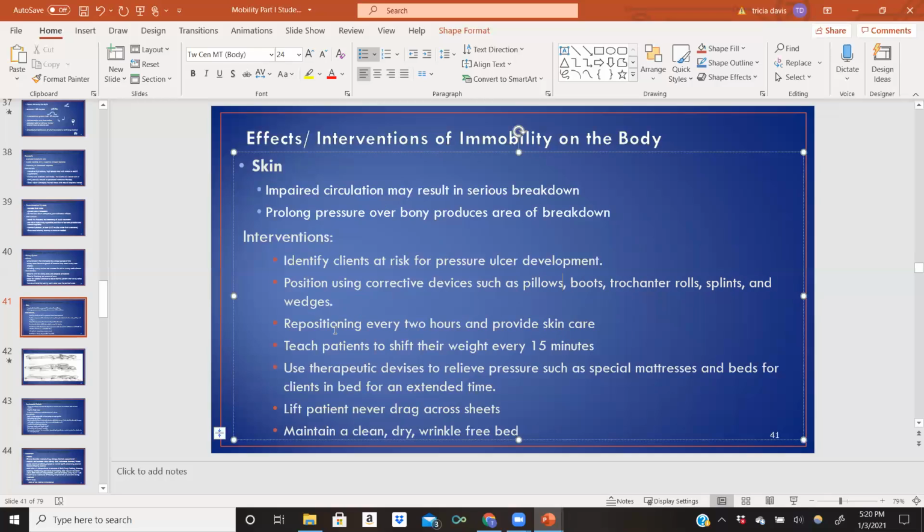So really looking at that skin, cleaning them up when they go to the bathroom, making sure that their skin is dry and not wet. Teach patients to shift their weight every 15 minutes if they can. Use therapeutic devices to relieve pressure, such as special mattresses and beds for clients in bed for an extended time. Lift patients, never drag across the sheets, and then maintain a clean, dry, and wrinkle-free bed.